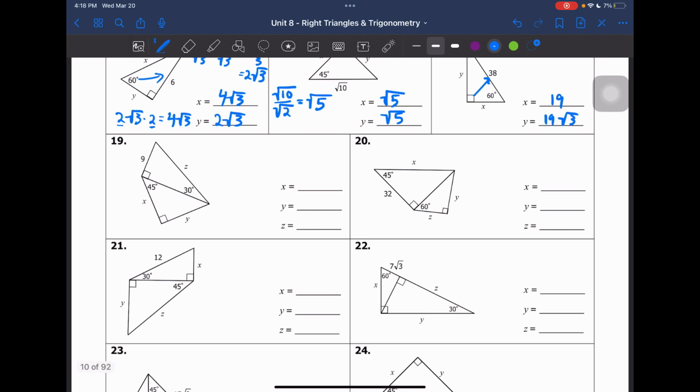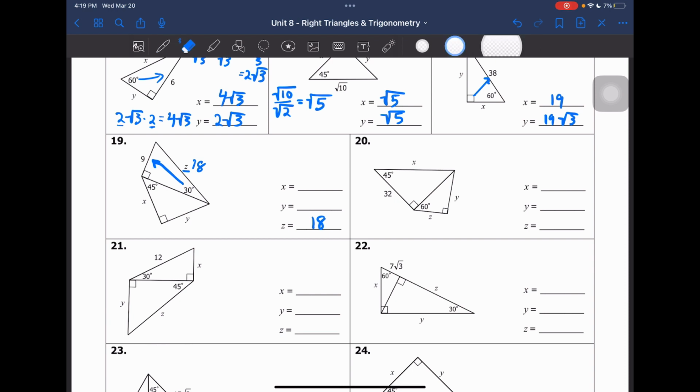So number 19 is going to get more complicated because now we're dealing with multiple triangles. We have a 45, 45, 90 triangle, and we also have a 30, 60, 90 triangle. So I know that this side is 9, and that is the shorter leg of this 30, 60, 90 triangle. So I can find z because that's the hypotenuse. So I just need to take 9 times 2. Well, 9 times 2 is 18, so z is 18.